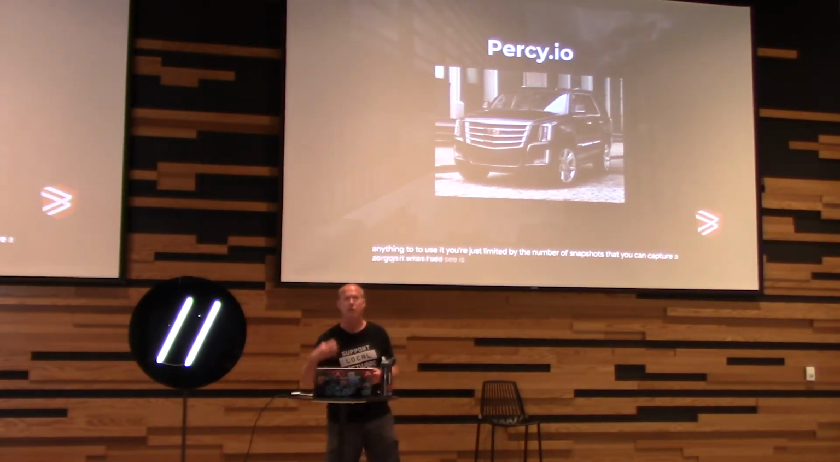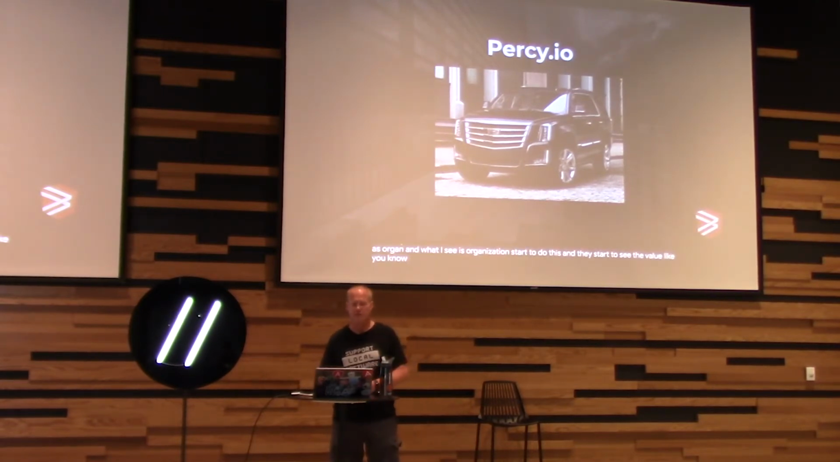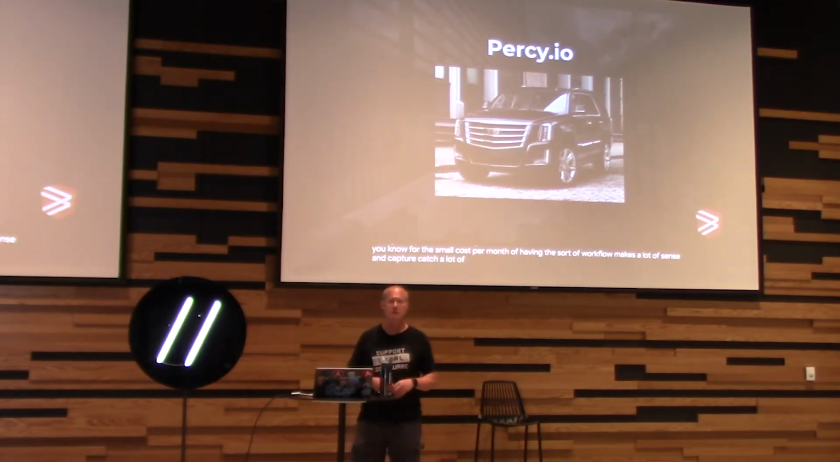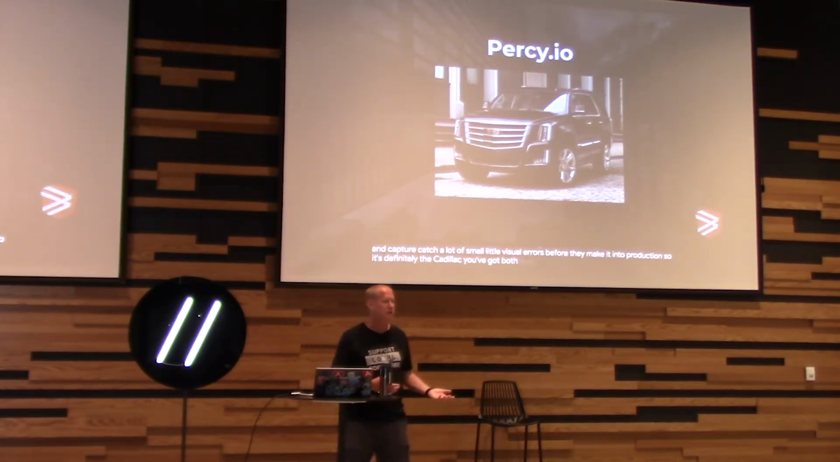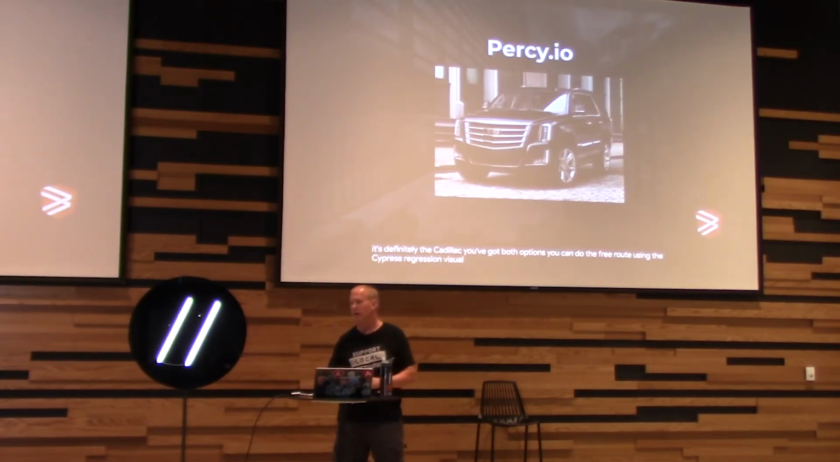What I see is as organizations start to do this and they start to see the value of the small cost per month of having this sort of workflow, it makes a lot of sense and catches a lot of small little visual errors before they make it into production. So it's definitely the Cadillac. You've got both options. You can do the free route using the Cypress visual regression library. You're just going to be responsible for moving those images around.